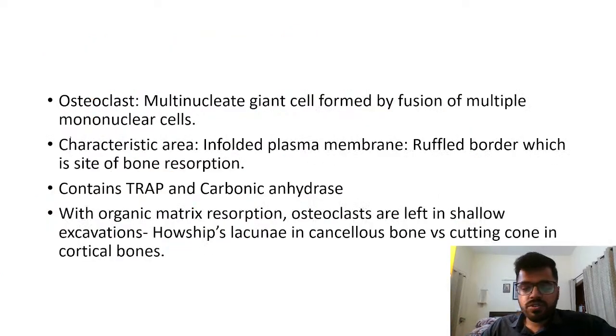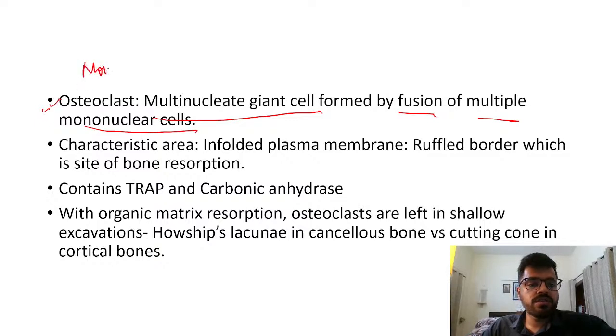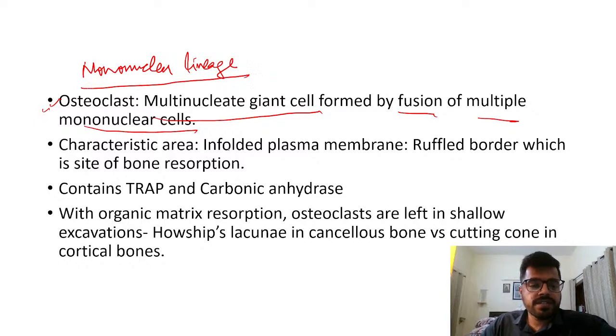Then we come to osteoclasts. Osteoclasts are multinucleate giant cells. They are formed by fusion of multiple mononuclear cells. So these cells are of mononuclear lineage. Characteristic is infolding of plasma membrane, which is also called ruffled border.